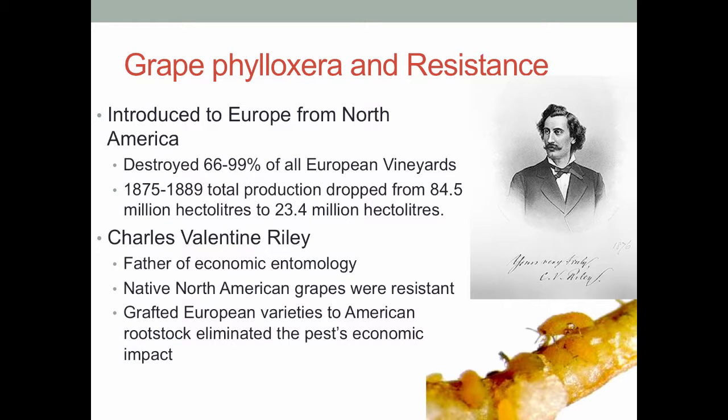And of course, my main man Charles Valentine Riley showed up. And that's kind of the famous story. It's sort of what put him on the map. As a review, C.V. Riley was the father of economic entomology in North America. He really set up sort of the extension system as we know it now. He shifted the USDA's focus in entomology away from discovering new species and moved it towards pest control and answering agricultural problems. And he had this idea that, well, why don't we take these native North American rootstocks and we'll stick them onto the European varieties. And since these guys don't do so well on the American rootstocks, maybe that'll help provide control. And as it worked out, it really did.